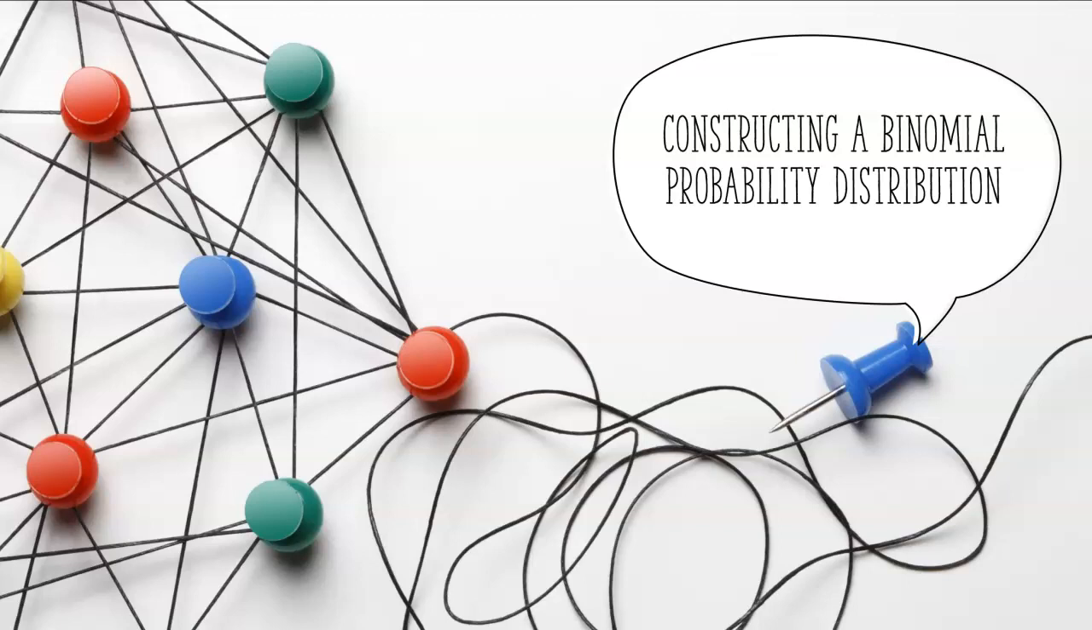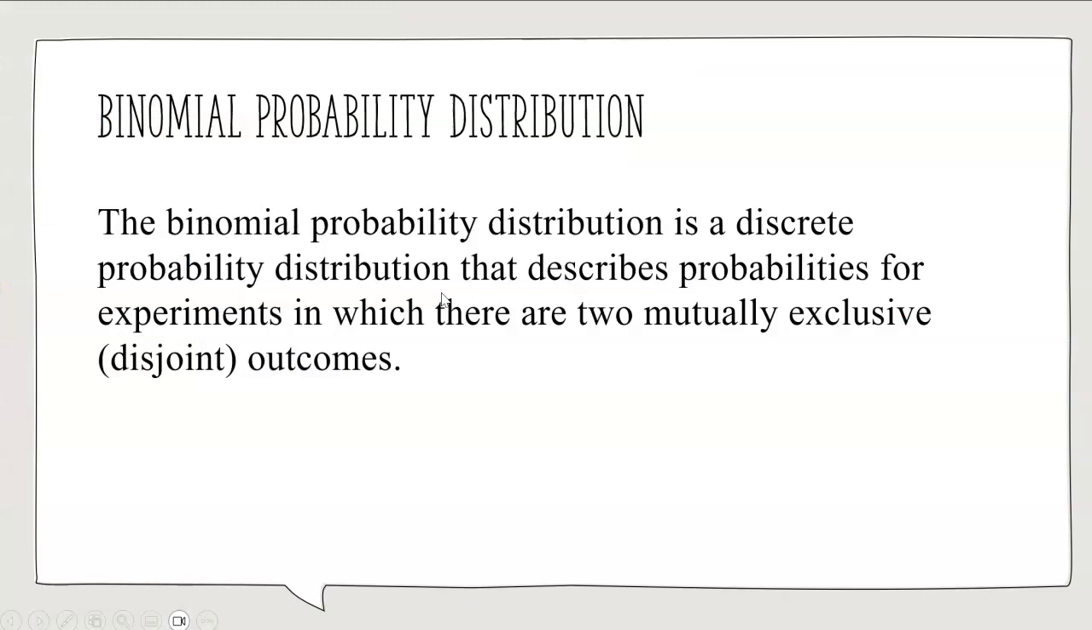Tarcia Hubert, and in this video we're going to be talking about how to construct a binomial probability distribution. If you watched the last video, you saw that a binomial probability distribution was a discrete probability distribution that has only two outcomes. Okay, so here's the definition again. It's a discrete probability distribution that describes probabilities for experiments in which there are two mutually exclusive outcomes. So that's just a refresher on what a binomial probability distribution is.